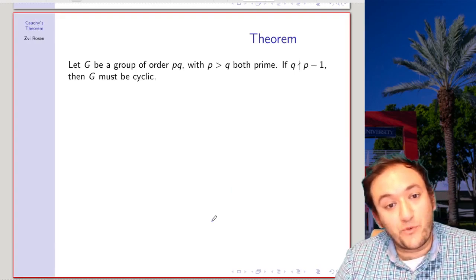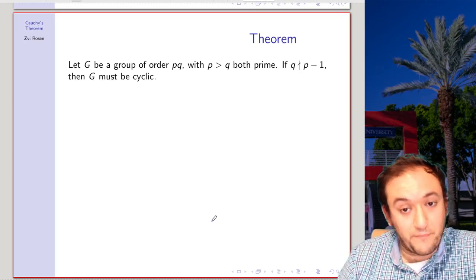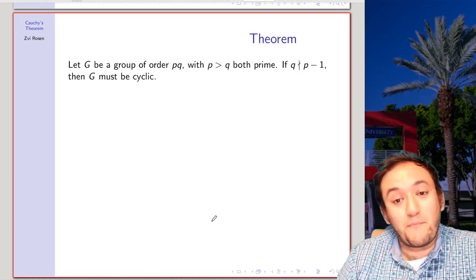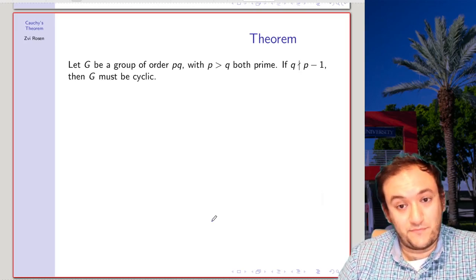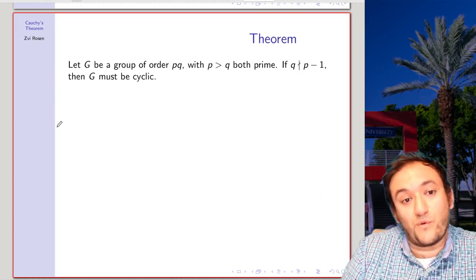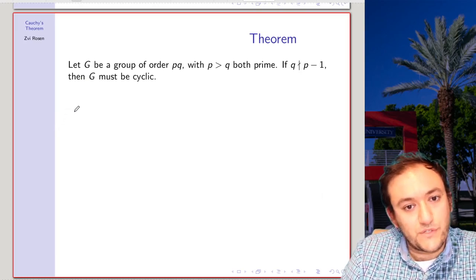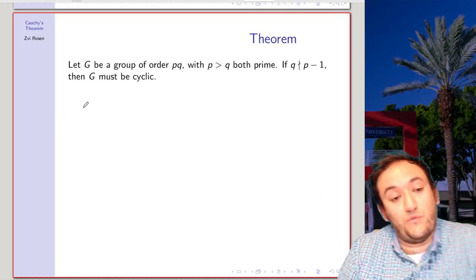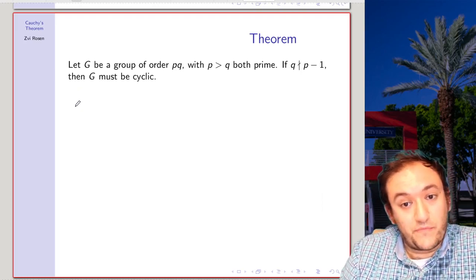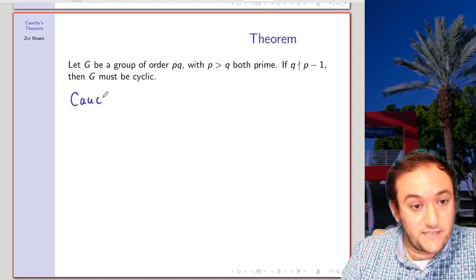Let G be a group of order PQ with P greater than Q, and both are prime. If Q does not divide P minus 1, then G must be cyclic. Okay, so we're going to use all of the results we've proved so far. We have P greater than Q, so we're going to have a normal subgroup.